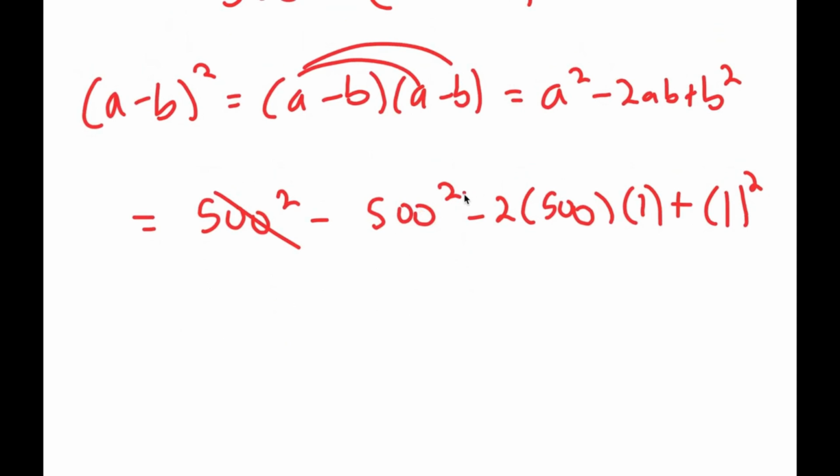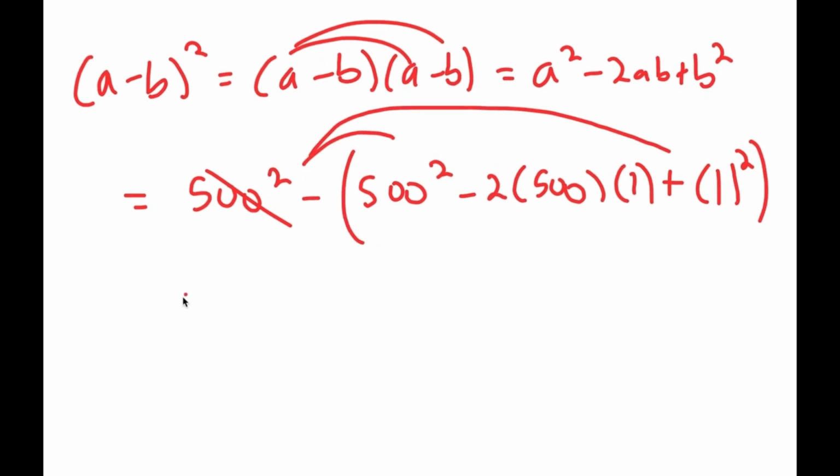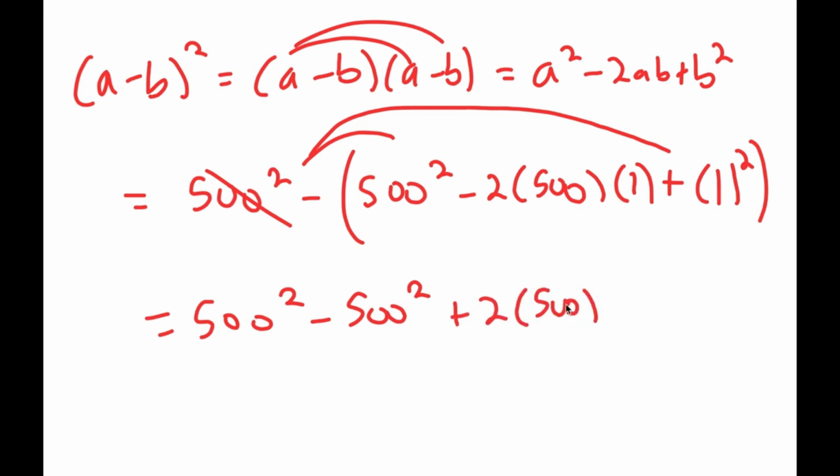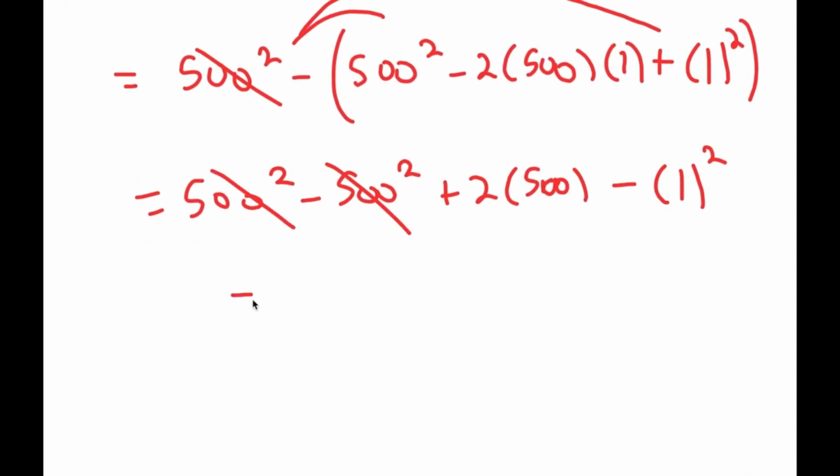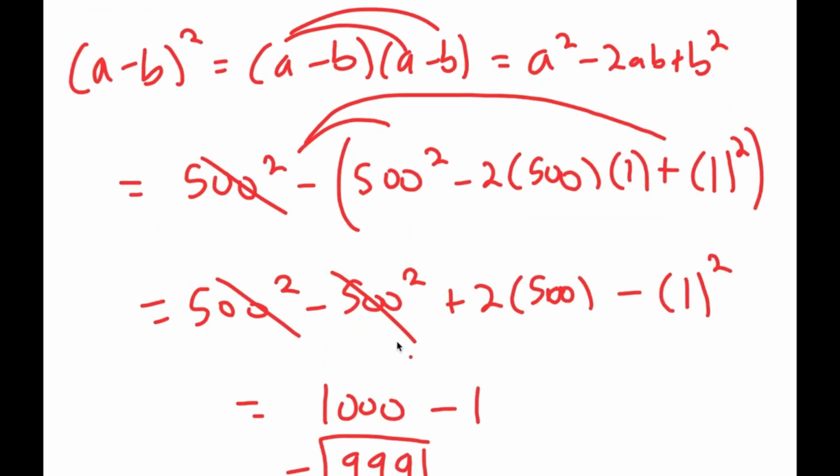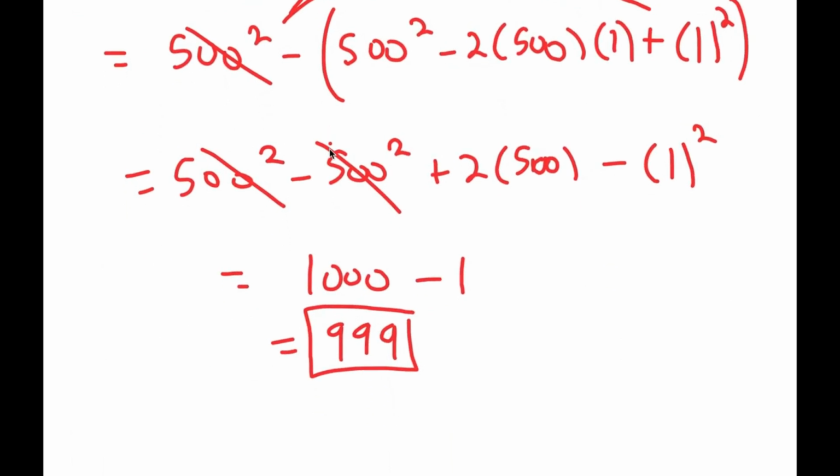However, this is actually going to be in parentheses. So the negative sign distributes. So this turns into 500 squared minus 500 squared plus 2 times 500 times 1, which is the same thing as 2 times 500, minus 1 squared. Now these two can cancel out, so I get 1,000 minus 1, which is equal to 999. So again, I get 999 as my answer.